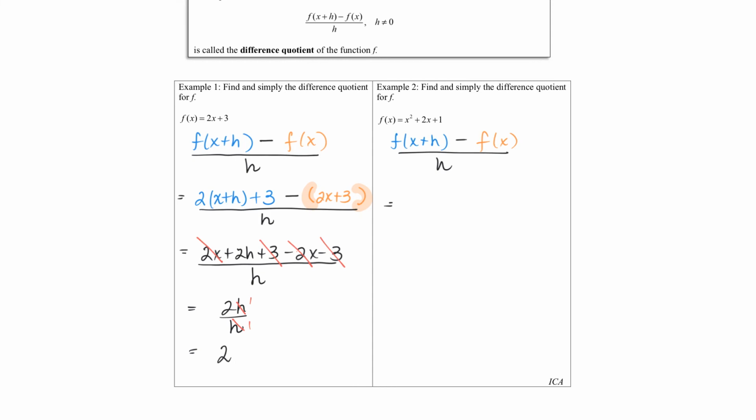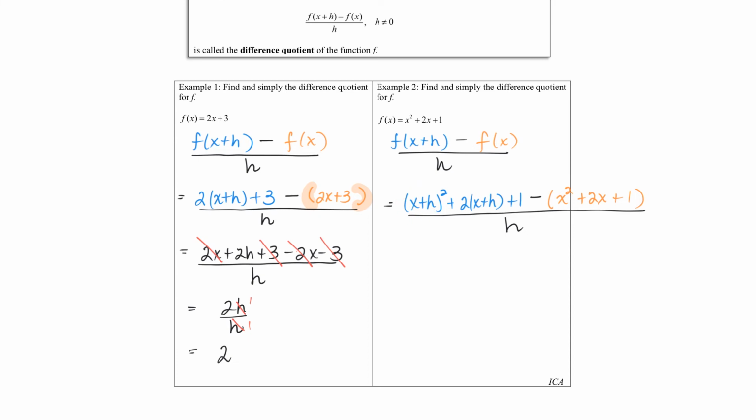So now, when I am finding f of x plus h, I need to follow the rule. Input squared plus 2 times the input plus 1, right? So the input is x plus h squared plus 2 times the input x plus h plus 1 minus, in parentheses now, x squared plus 2x plus 1 all divided by h.